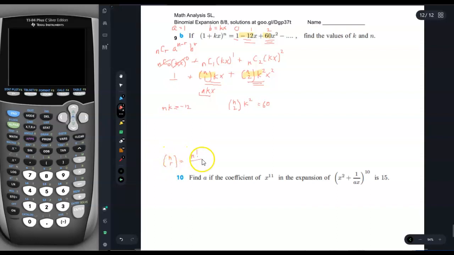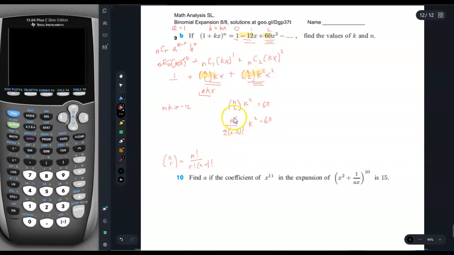Remember, it is equal to n factorial over r factorial times n minus r factorial. So we're going to put, instead of n chooses 2, n factorial, and then we'll put 2 factorial, which is just 2, and then n minus 2 factorial. Okay, and then we put k squared equals 60.